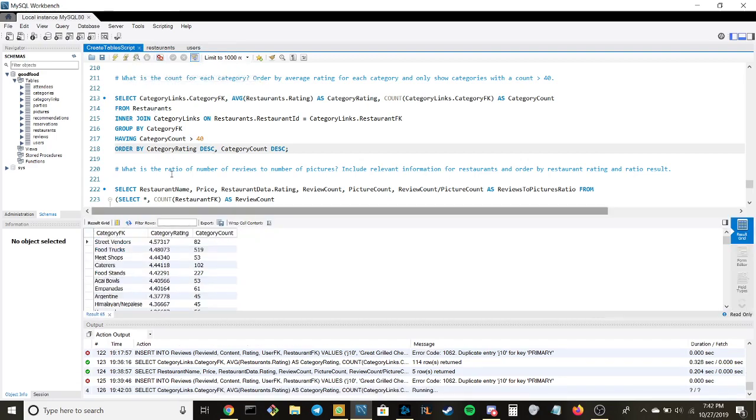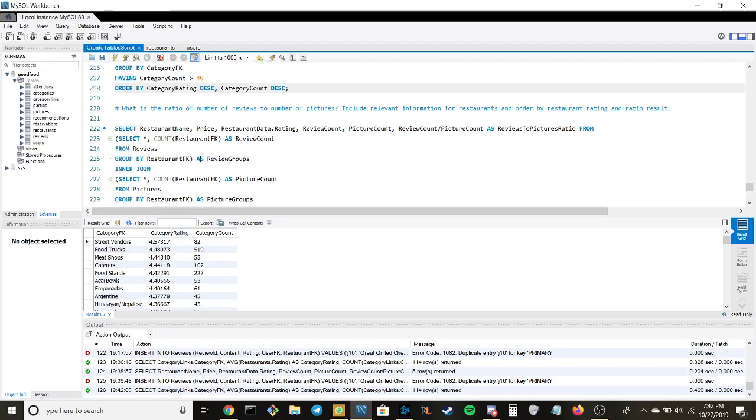So when we run this query, we can see the top one is street vendors. The average rating of all the street vendors restaurants is 4.57, and there's a count of 82. The next highest one is food trucks. This is 4.48 with a category count of 519. So what's useful about this is we can see that street vendors and food trucks, these kinds of restaurants, are very popular, and we know that there's a substantial amount of them. Food trucks, there's 519, so this tells us that these categories up at the top are highly desired, so they might be good places to go, and they have a high rating for the restaurants.